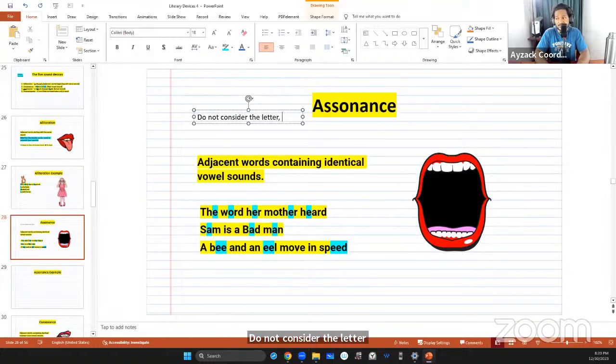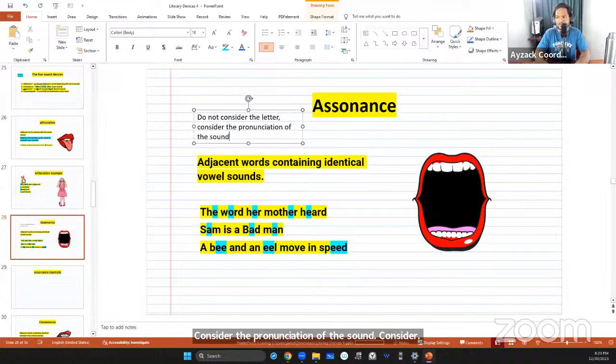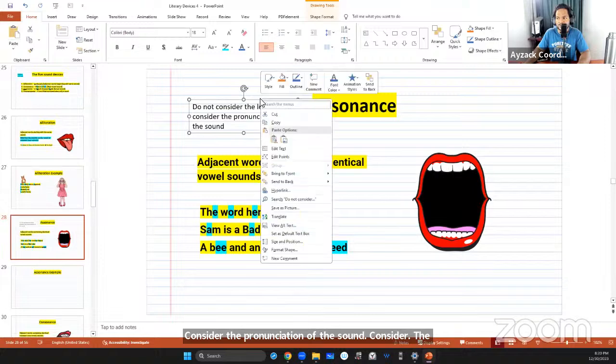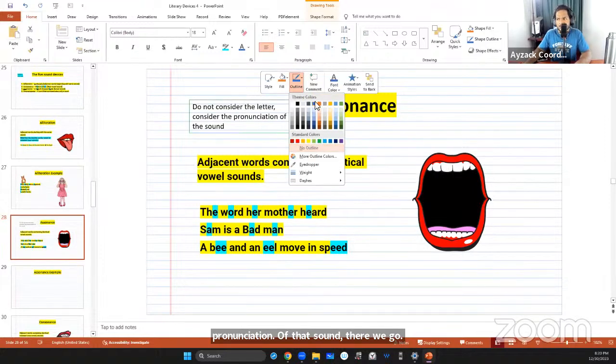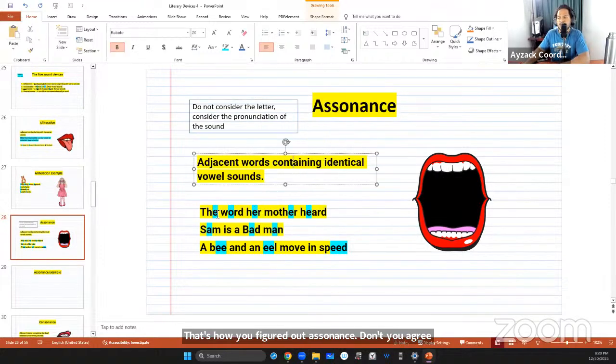Consider the pronunciation of the sound. There we go. That's how you figure out assonance. Don't you agree that all of these sounds are the same?